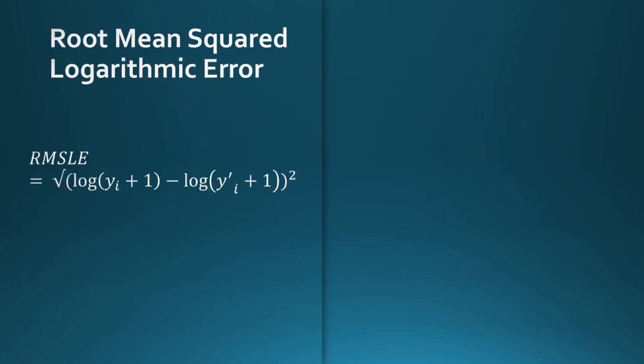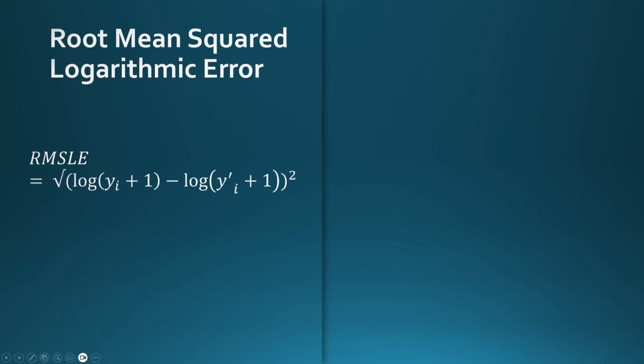The last one I'm going to talk about today is root mean squared logarithmic error. You can see it has almost the same thing as root mean squared error, like taking the differences, squaring them, and then taking the square root. But it just includes a log. So it's log of yi plus 1, where yi is the true label, minus log of yi prime plus 1, where yi prime is the predicted label. We add 1 to both the true label and the predicted label just to avoid any zeros.